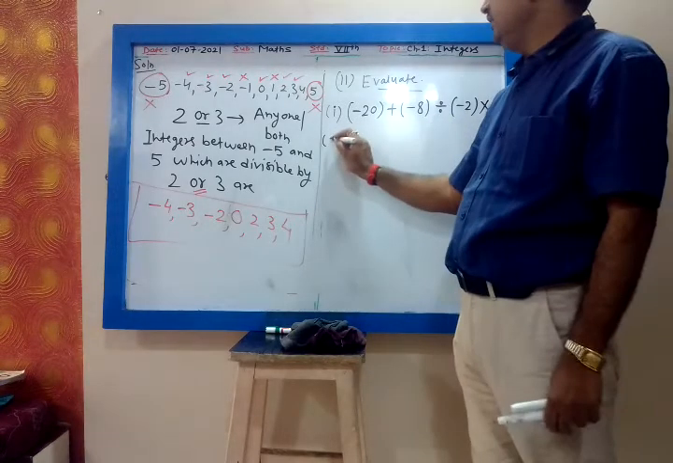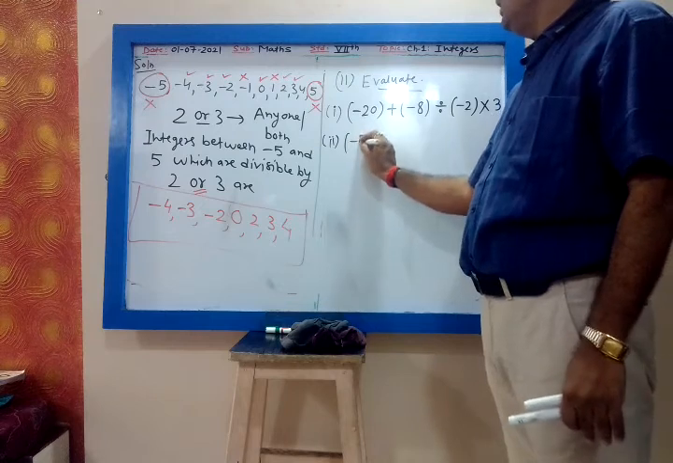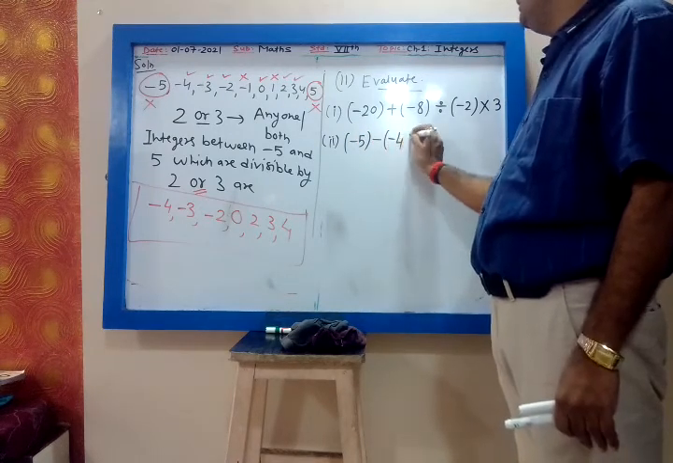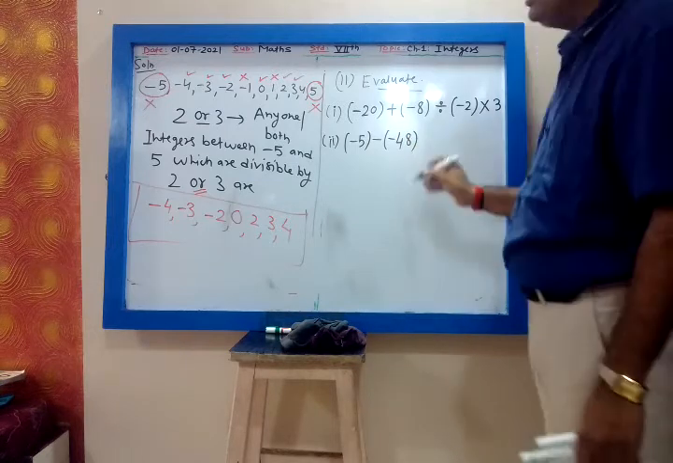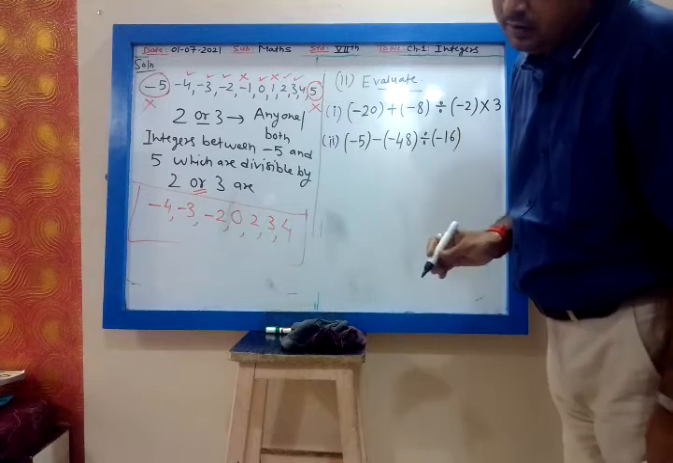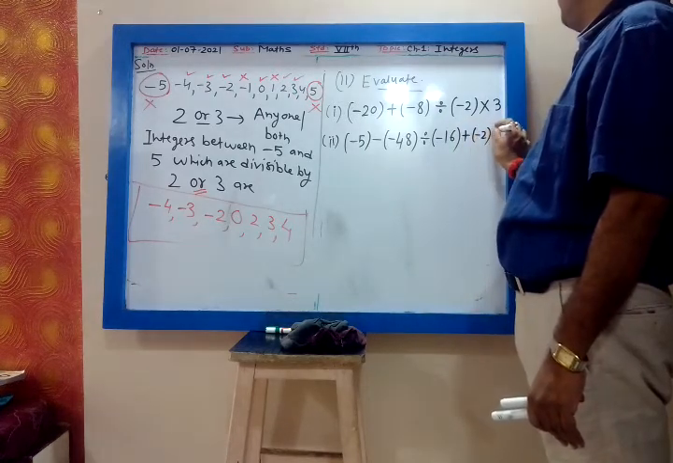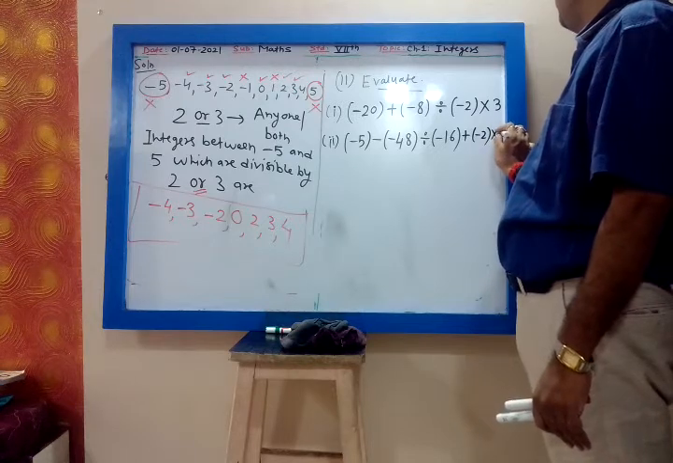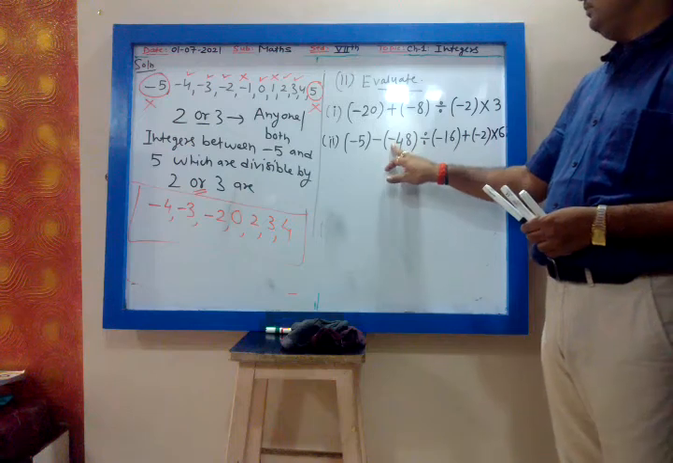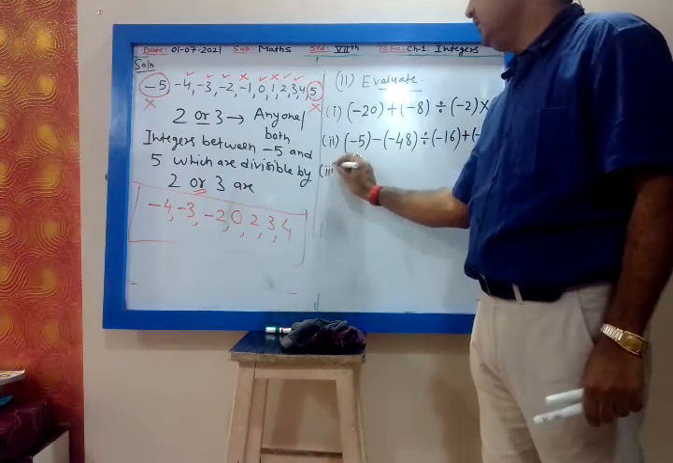Now second, we have done this type of problem. Minus 5 minus minus 48 divided by minus 16 plus minus 2 into 6. First, which operation will you perform? Minus 48 divided by minus 16.